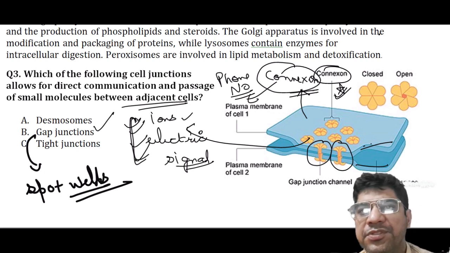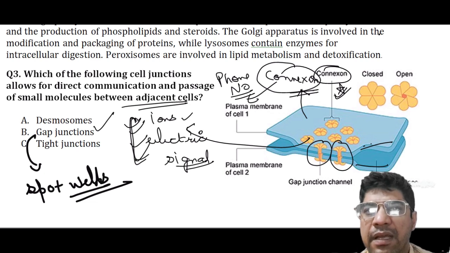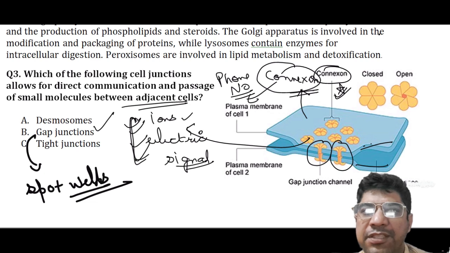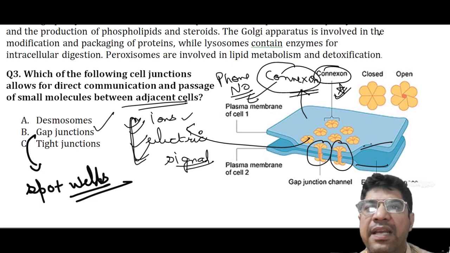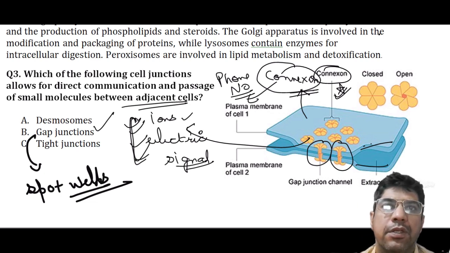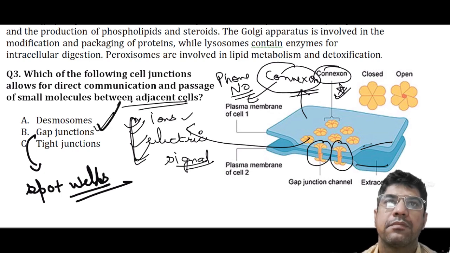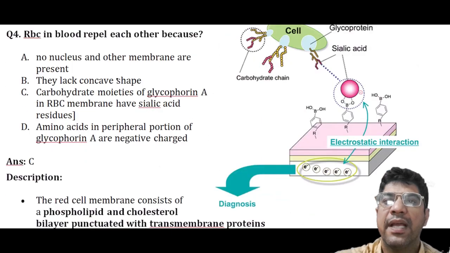So the desmosomes act as spot welders. Gap junctions allow for communication tunnels between the cells. The tight junction acts as a seal to prevent leaks. And hemidesmosomes are like anchors that attach cells to their surroundings. So your answer would be gap junction here. Let us move to the next question.